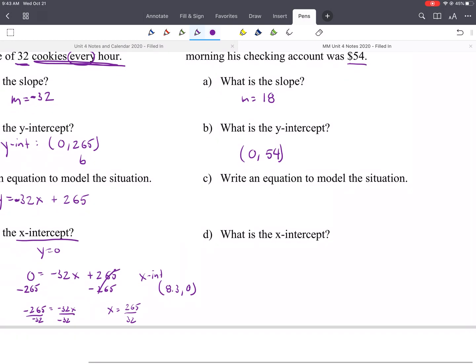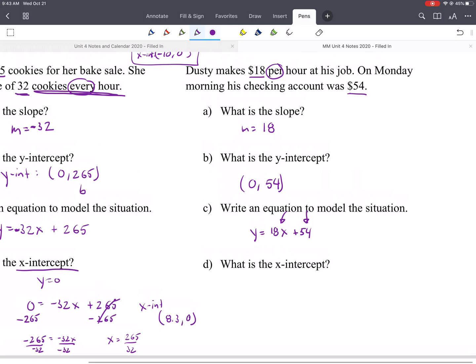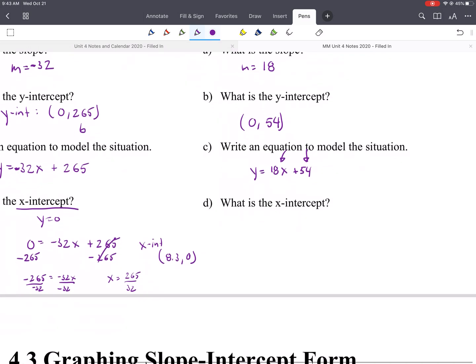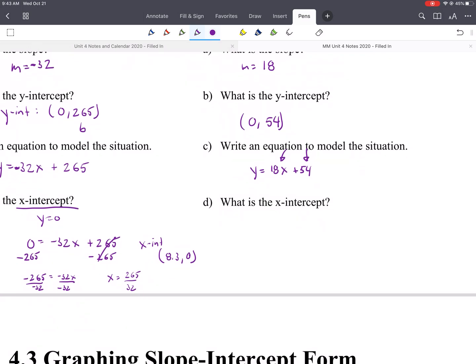And then write the equation for that. So y equals mx plus b. y is equal to 18x plus 54. So he initially has that much, and then for every hour he works, he gets 18 more dollars. Okay, so what would be the x-intercept?